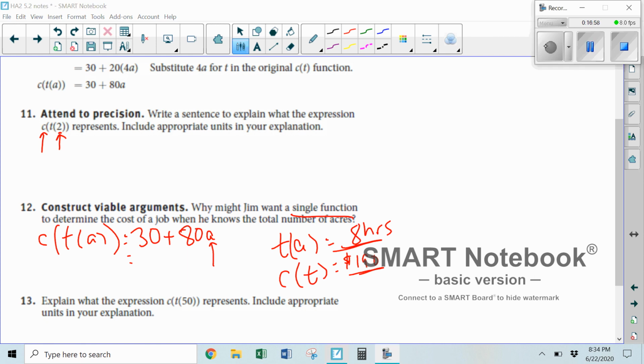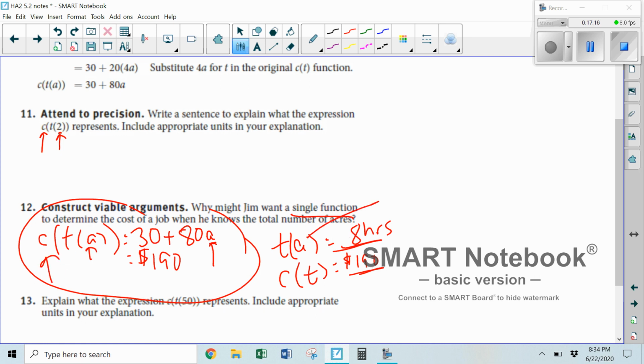Sorry, it wasn't 8 acres, it was originally 2 acres. It took 8 hours. So if I plug in my 2 acres here, I will end up getting 190. I would rather do one function, input acres, output cost, than to do 2 functions where I input acres.